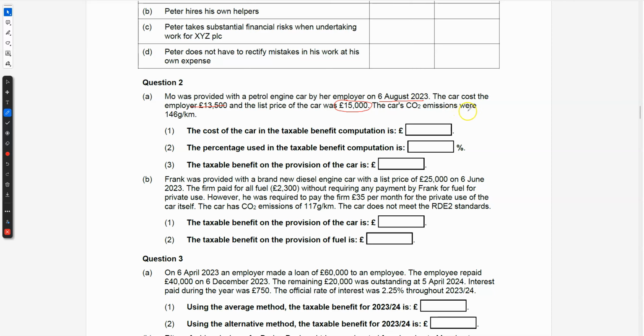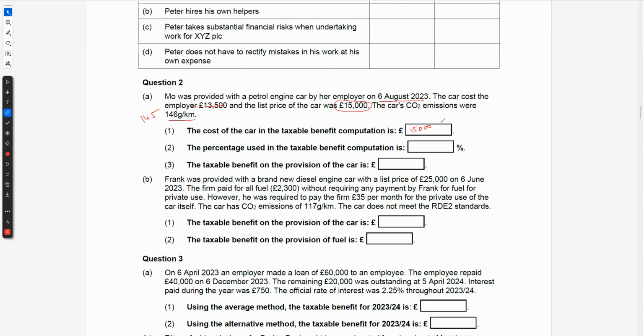The car CO2 emission was 146. So 146 means 145, because we always round it down. The cost of the car in the taxable benefit computation is, so how much cost are you going to consider? 15,000. Do not take the 13,500.